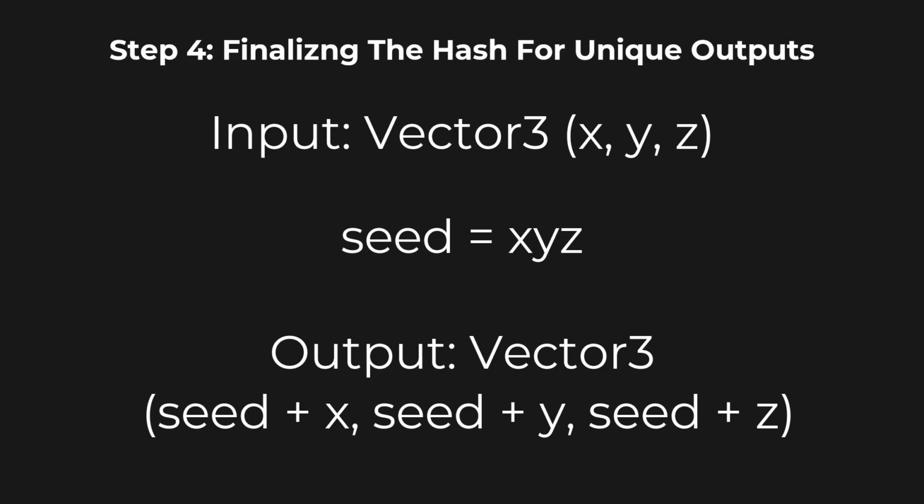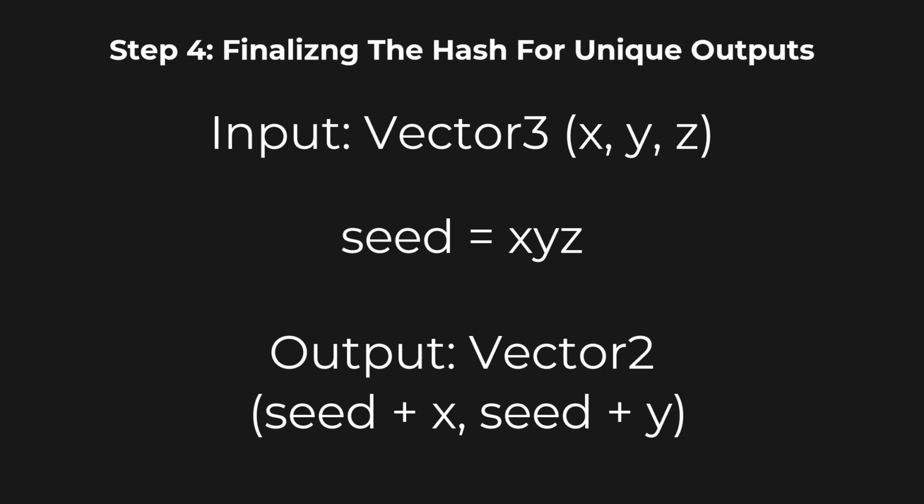Step 4 is finalization. We mix the inputs into a single uint seed, but we lost entropy. To fix this, we re-inject entropy by using a unique input component for each output. Output.x is hashed from inputs xyzx, output.y from xyzy, and output.z from xyzz. This retains all 96 bits of input entropy. If inputs match or exceed outputs, like vector 3 to vector 2, just assign different inputs to each output component.